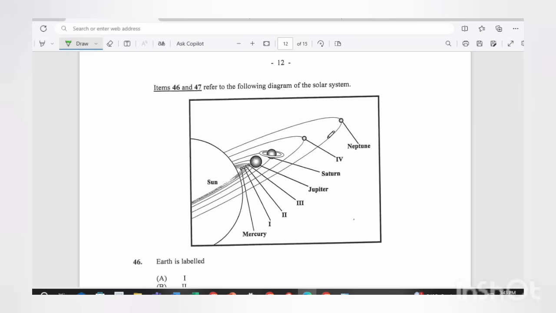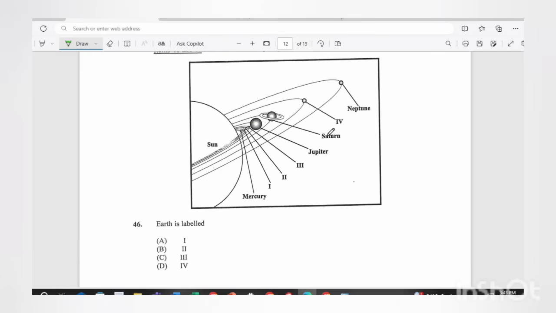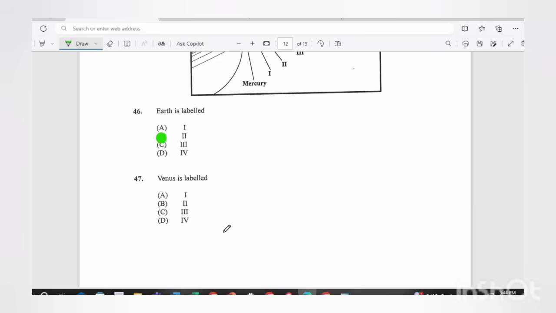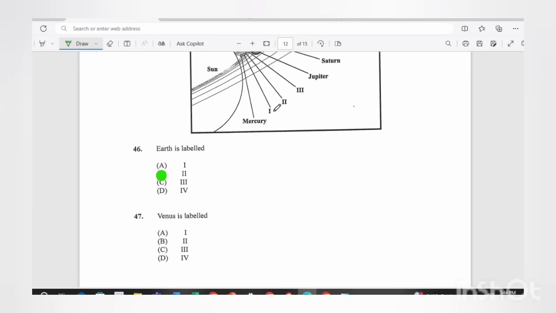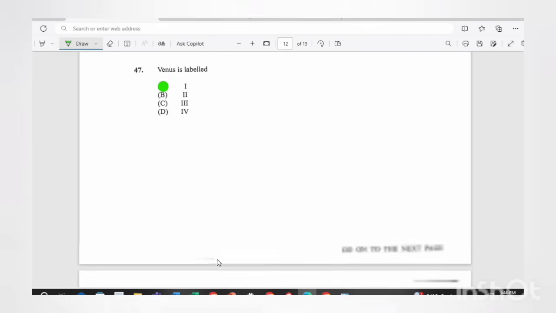Items 46 and 47 refer to the following diagram of the solar system. 46. Earth is labeled A, I, B, II, C, III, or D, IV. If you answered that Earth is in second position, you are correct, which is B, II. Mercury, Earth. Question 47 asks, Venus is labeled. Mercury, Venus, Earth. So I would be the answer for that, which is A.